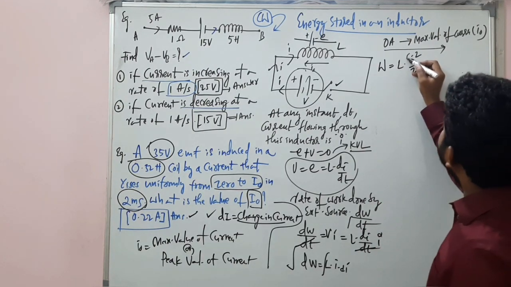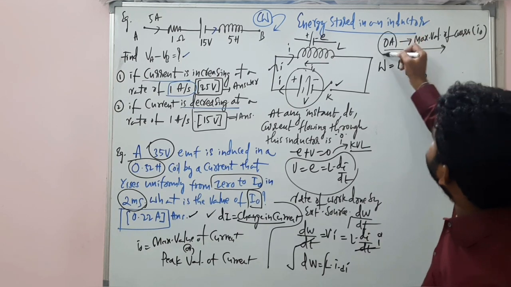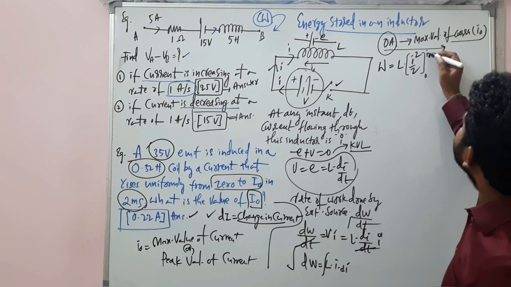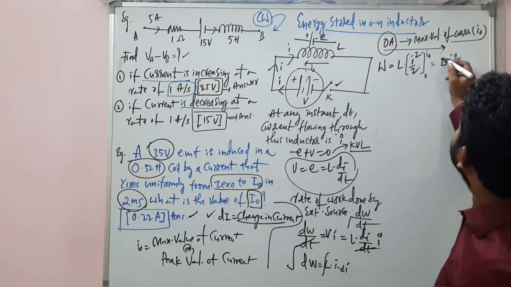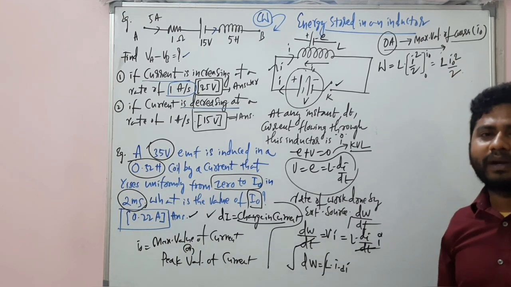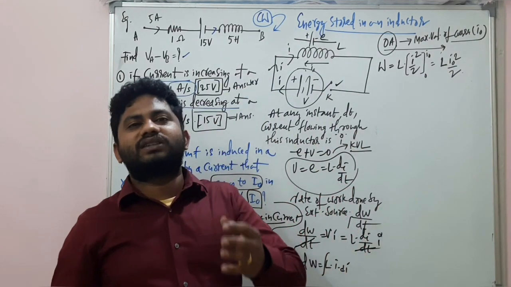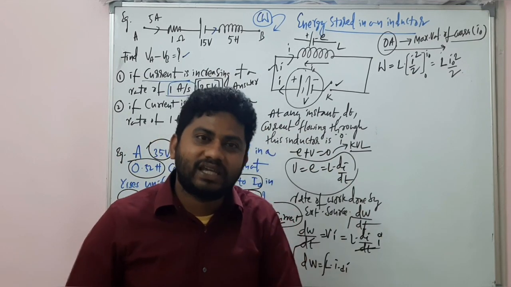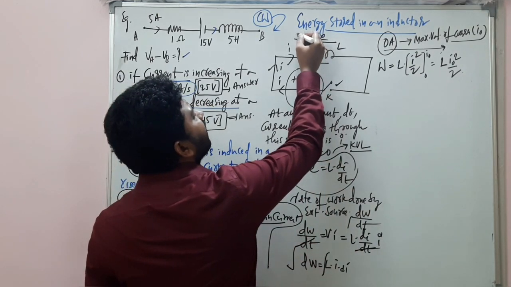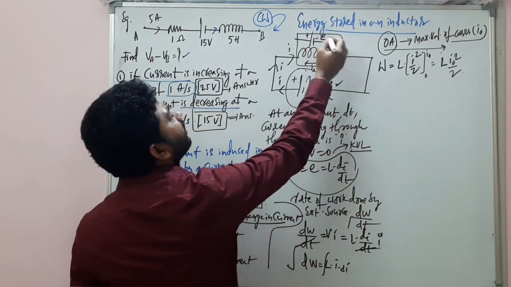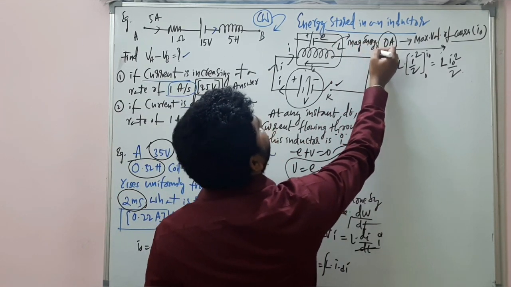So let me take the limits here. What are the limits? Current started from 0 ampere to the maximum value the current is reaching. So I can write L into I naught square by 2, my dear students. What is this work done? I have told you already, whatever the work done will be converted into the form of energy. But here, because of the self-induction, there is a magnetic field associated with this inductor. So that's called the magnetic energy associated with this inductor.